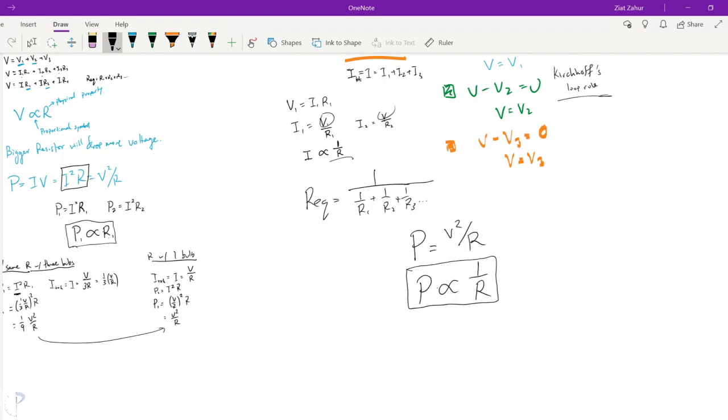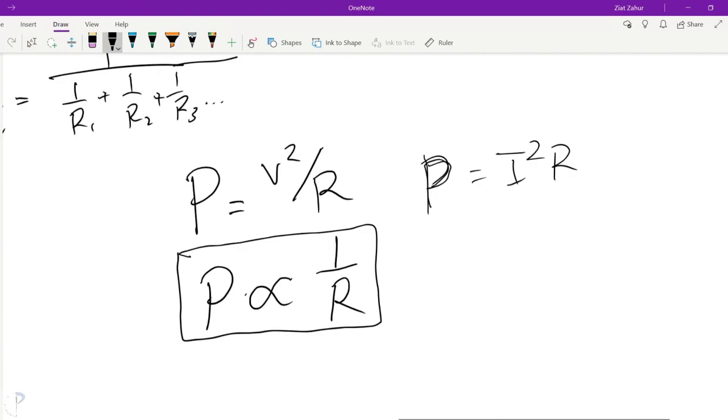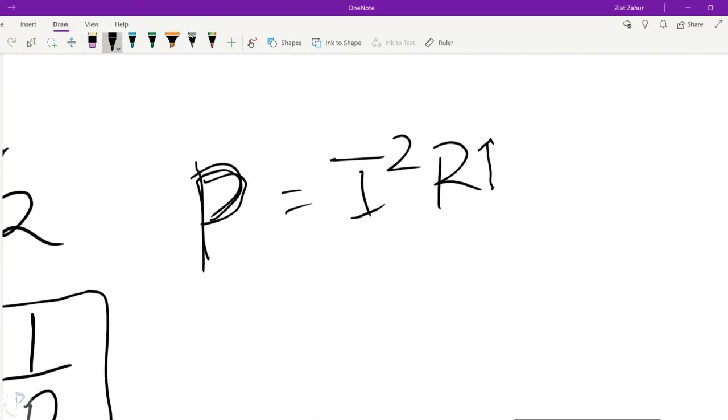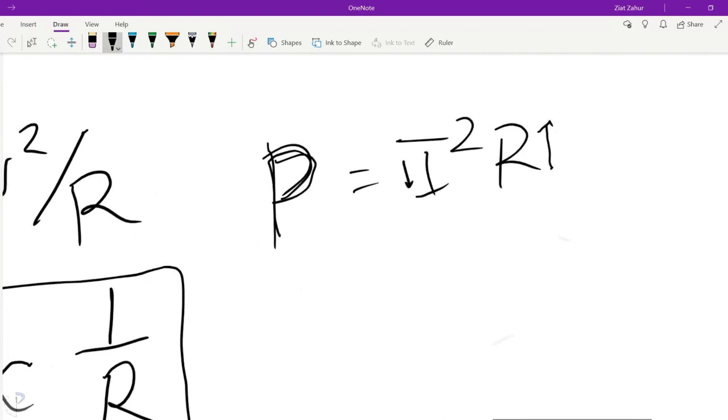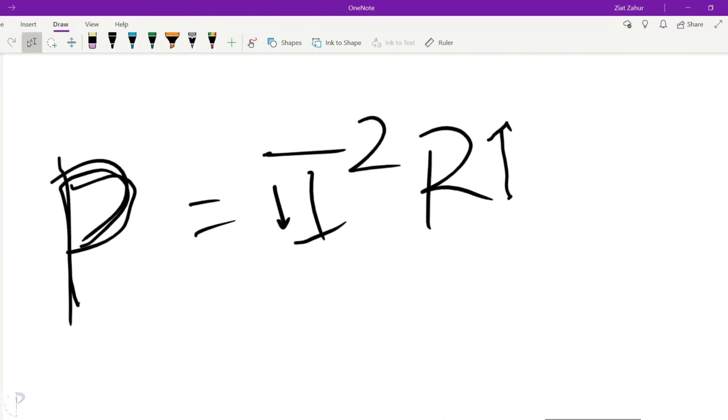Now there is another way to look at it. If you try to use the I squared R equation, it's a little bit trickier, but you'll still get to the same spot. Hey look, if R increases, it looks like power is increasing, right? But that is not true. That's because if R goes up, then the current that goes through your resistor actually goes down. So now you have an inverse relationship between current and resistance. This is why I didn't use this formula. I used V squared over R because we know that V stays the same. But you can still use it. We just have to think a little bit more.